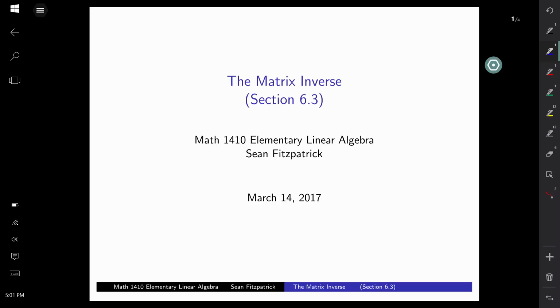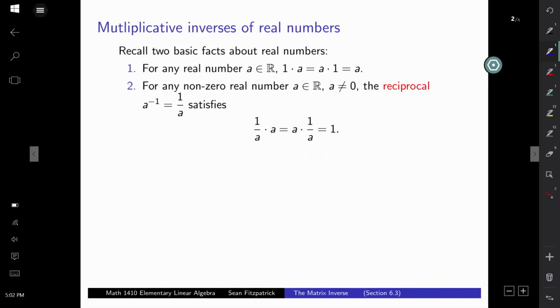Alright, so in this next video we will introduce the idea of the inverse of a matrix, and then we'll go on in a couple of later videos to show how to actually compute this inverse using the methods that we developed in the last couple of videos for solving matrix equations. So before we talk about inverses of matrices, let's talk about inverses of numbers.